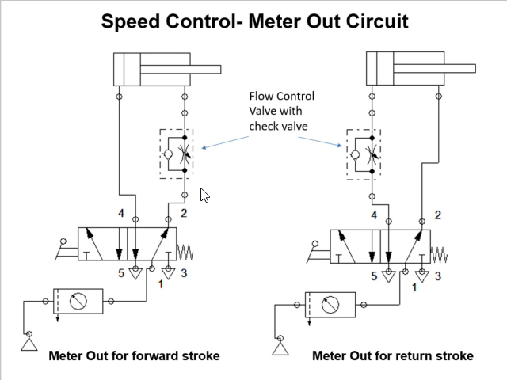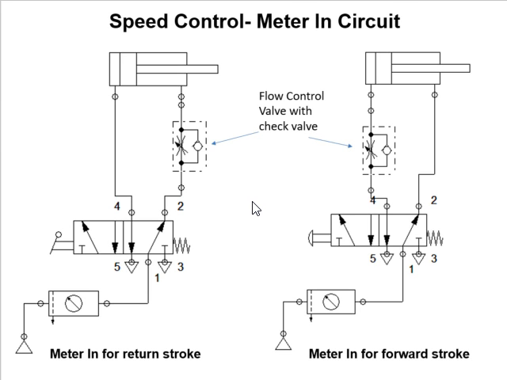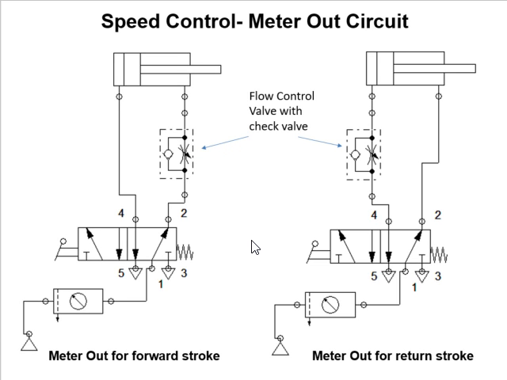So I will repeat. The first one is a meter in, which controls the fluid which is entering into the actuator, either in a return stroke or in a forward stroke. And the second one is a meter out circuit, which controls the fluid which is coming out from the actuator. So depending on the application, depending on whether it is a resistive load or opposite load or run out load, these circuits are used.